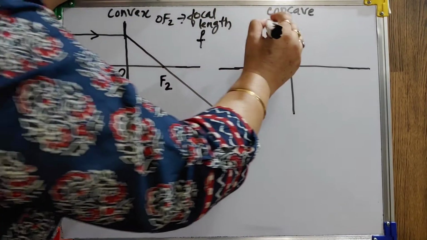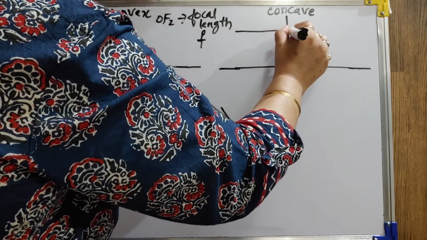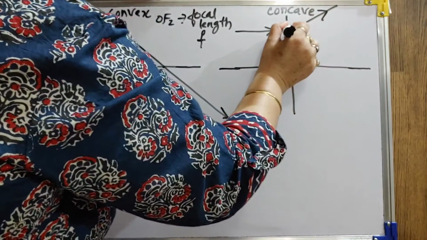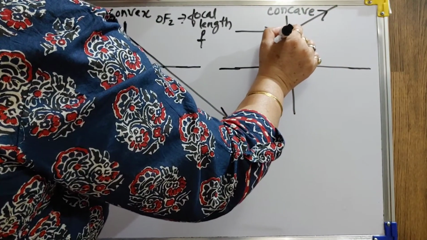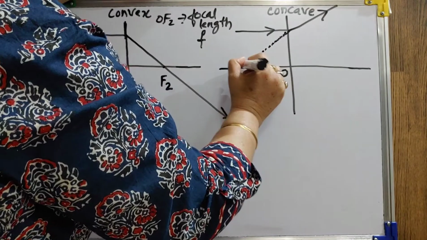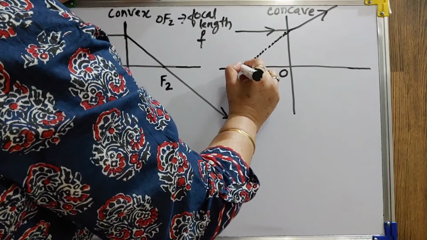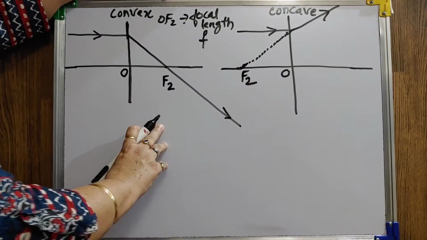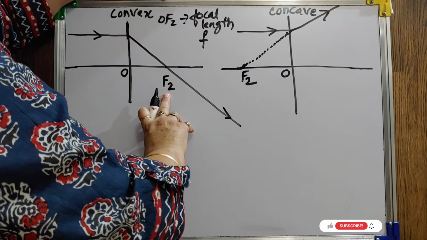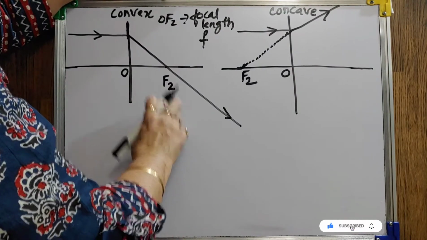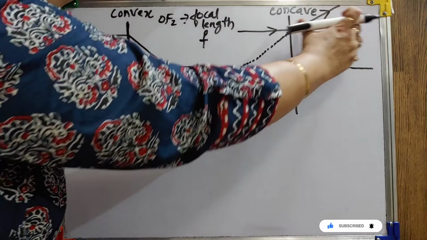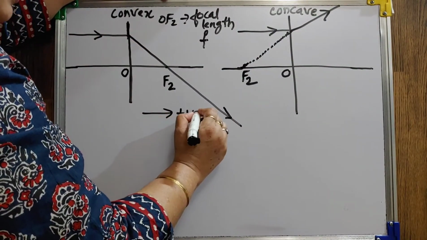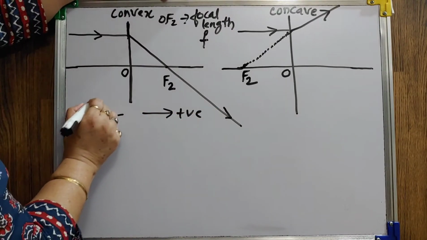Now, in the same way, for the concave lens, it diverges. But when you extend this line backwards, it appears to be meeting at this point. This is the second principal focus. So the second principal focus is on the right hand side for the convex lens and on the left hand side for the concave lens. Graphically, you know the right hand side is positive and the left hand side is negative.